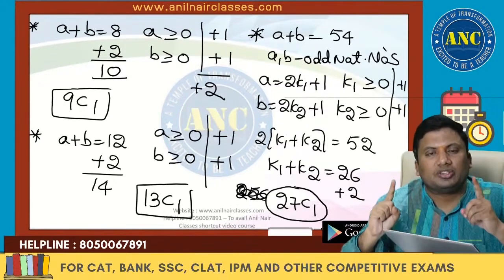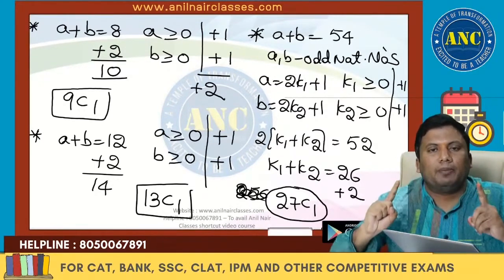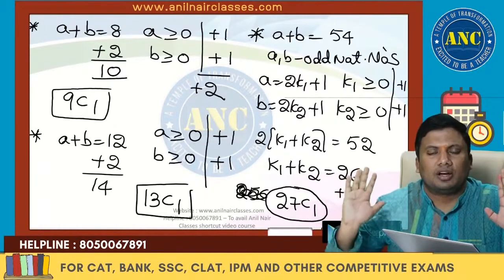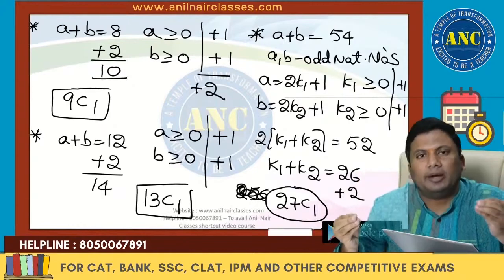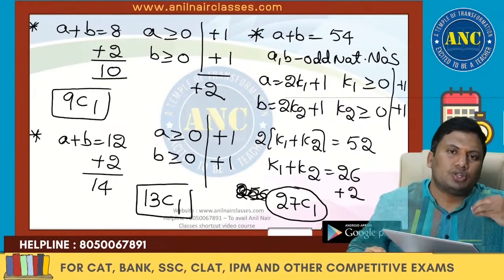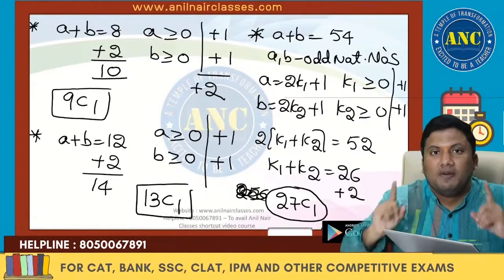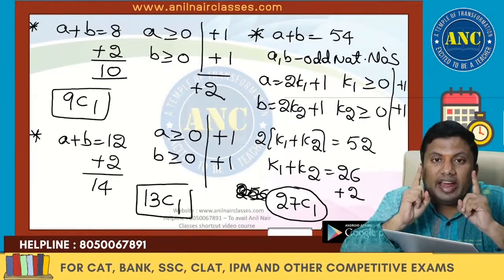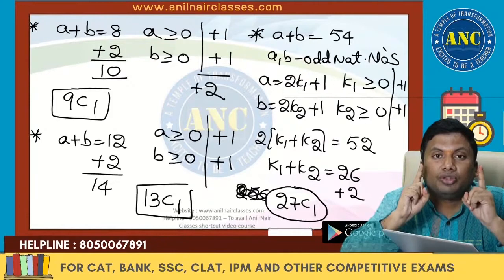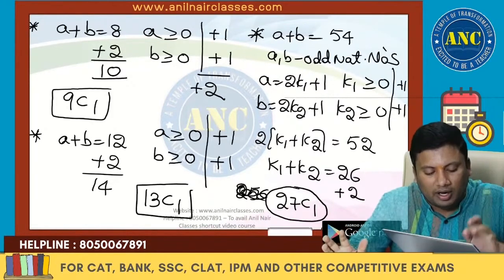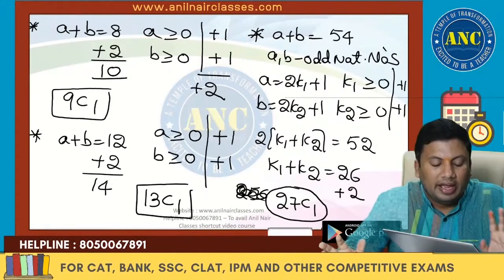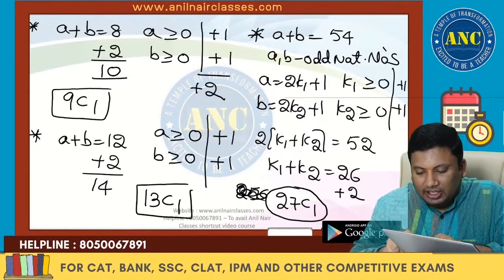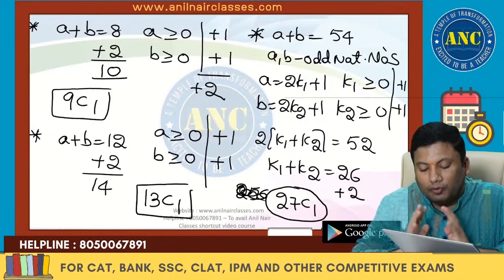I hope you get this method: when the variables are starting with any values, make them start from 1. If there is a need to add, please add it. If there is a need to subtract, please subtract it. Make every variable start with 1. With 0, 0, we add 1, 1, so 8 plus 2 is 10, giving 9C1. 12 plus 2 is 14. Here it is 26, 2 plus 1 plus 1.